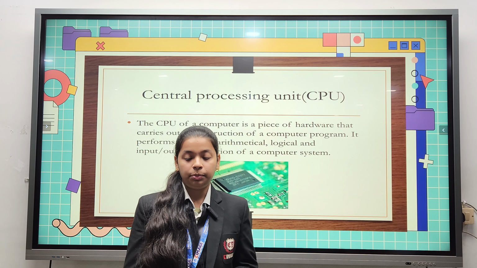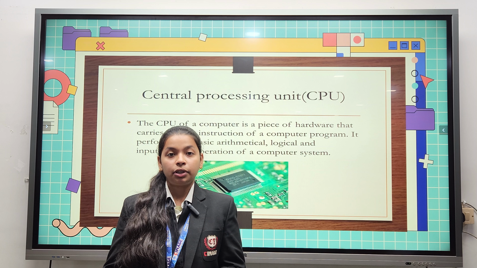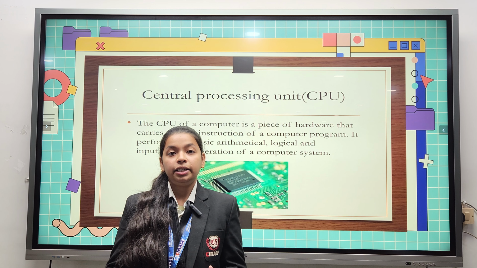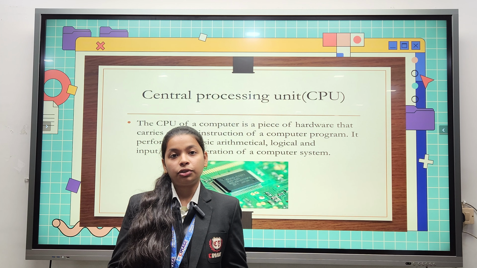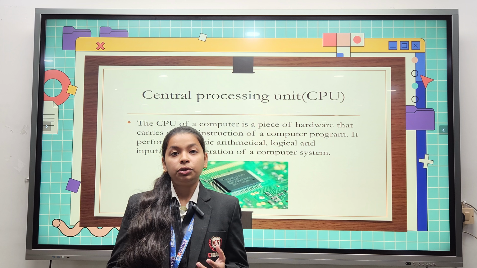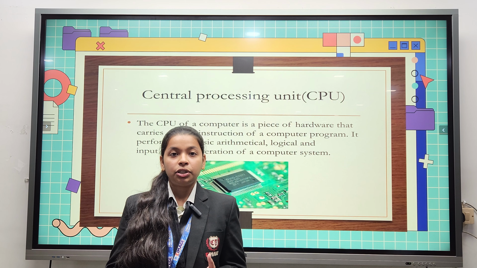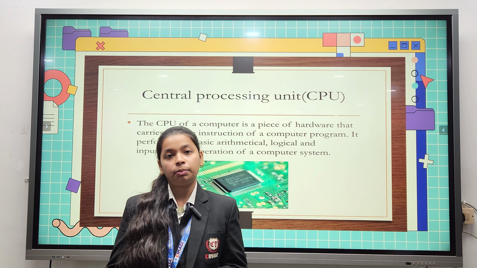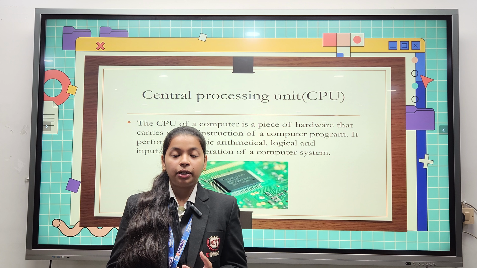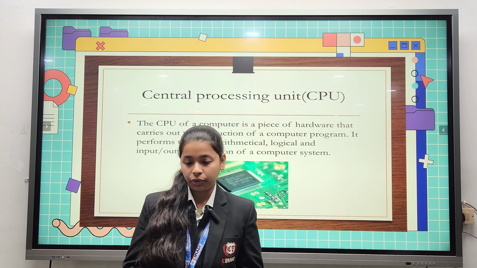Now something about the CPU. CPU stands for Central Processing Unit. As you all know, it is the brain of the computer. It works the same as the human brain does. As the human brain controls all human activities, the CPU controls all the tasks and operations of your computer system. The CPU is a piece of hardware that carries out instructions of your computer program. It also performs arithmetical, logical, and input-output operations for your computer's programs.